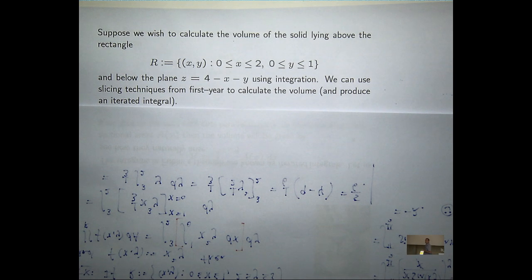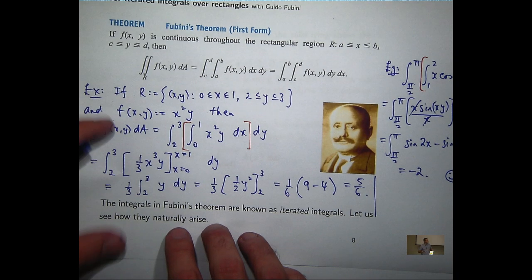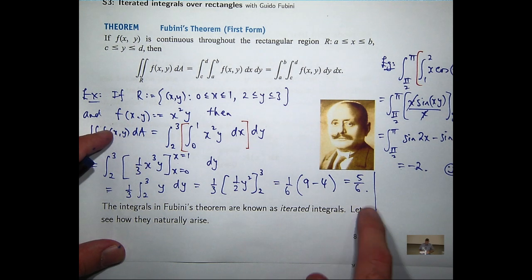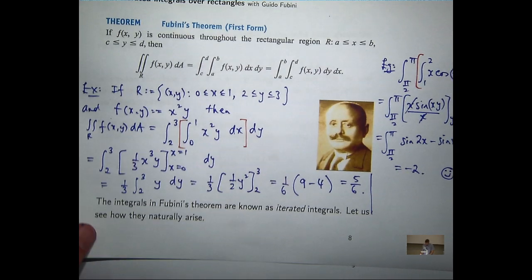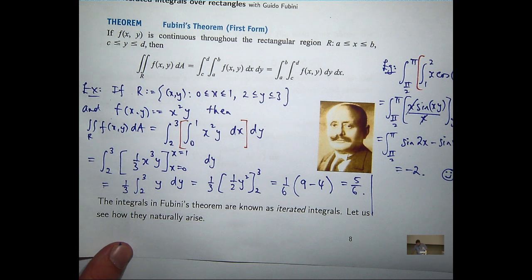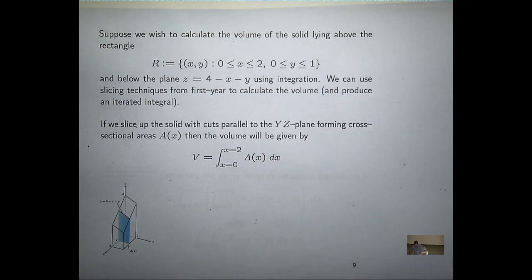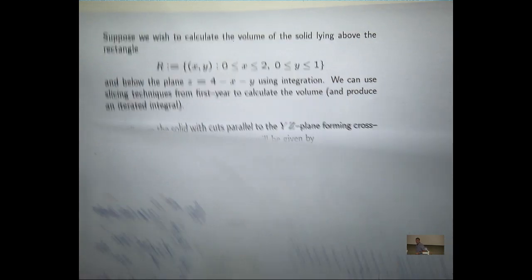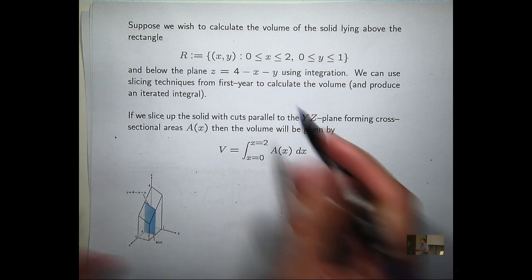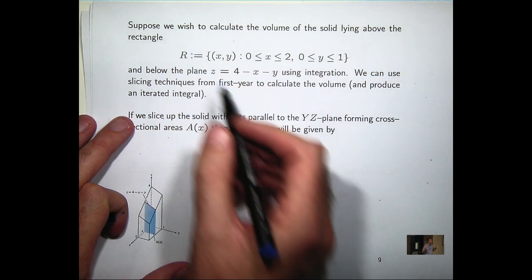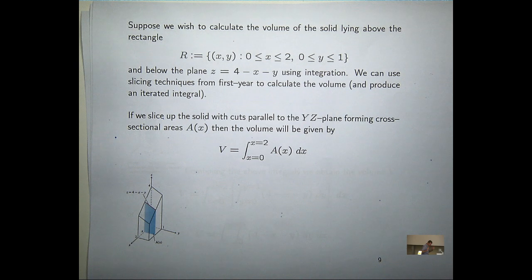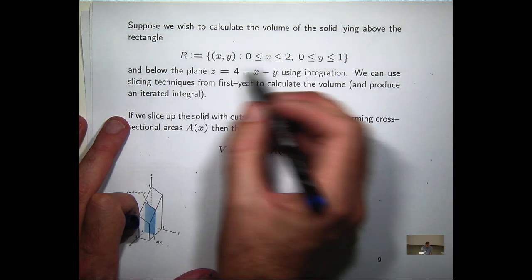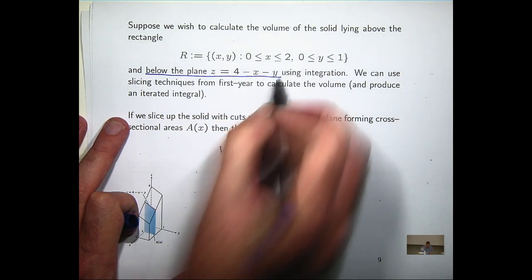Now, like I said over here, these integrals are known as iterated integrals. So let's discuss a little bit how they naturally arise in, say, the calculation of volume. Suppose I've got a rectangle here, and I want to use double integrals to calculate the volume that lies above this rectangle and below the plane.